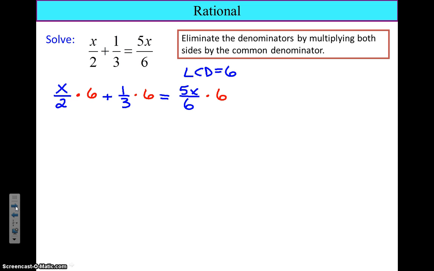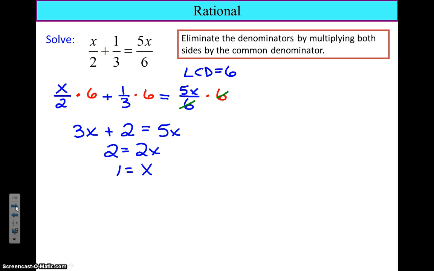We're going to simplify. So if I have 6 times x divided by 2, that really reduces to just be 3x. Plus, if I have 1/3 times 6, that's 2. Equals, and then if I have 5x divided by 6 times 6, those 6's are going to cancel, and I'm going to be left with just a 5x. And so now I have a pretty basic equation that I'm solving for here. If I subtract 3x on both sides, I now have 2 equals 2x, and I divide both sides by 2, and I get that x equals 1.